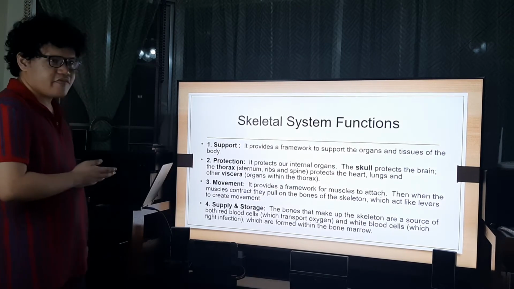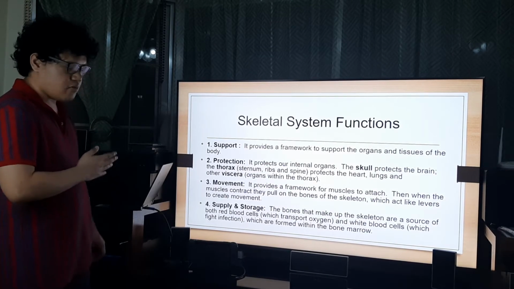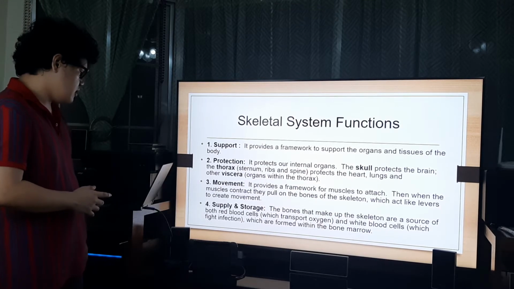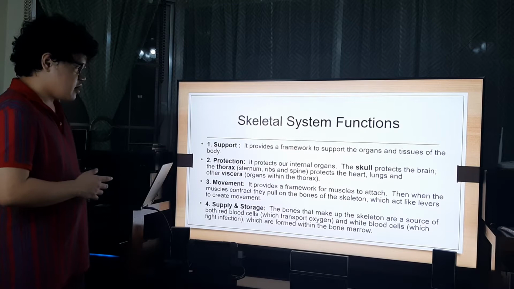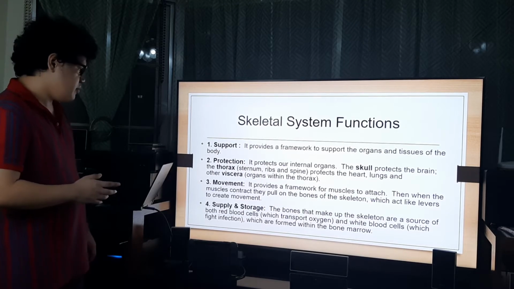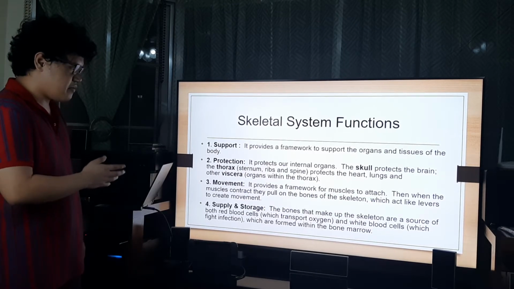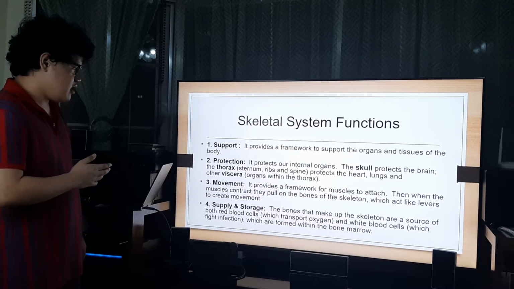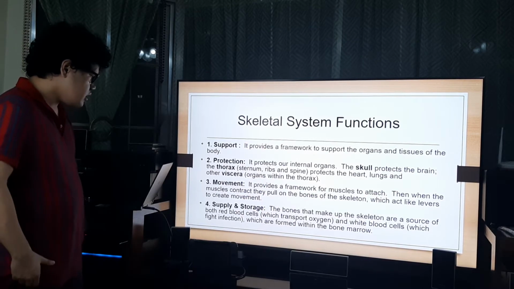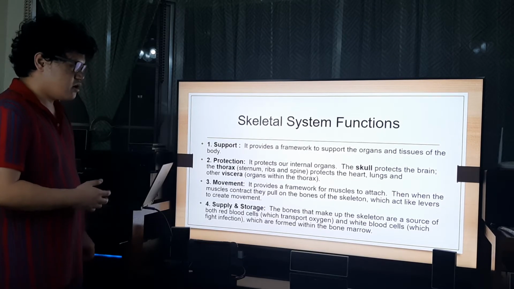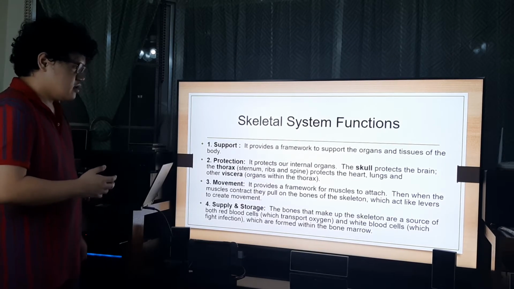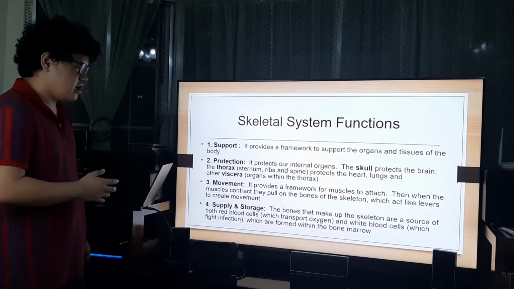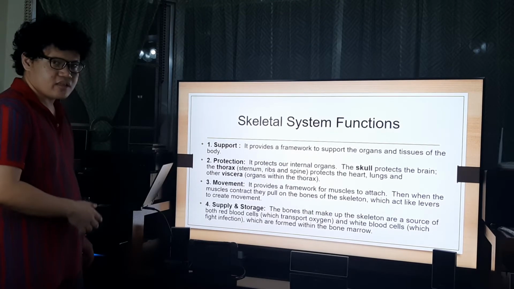The skeletal system functions. Number 1 is support. It provides a framework to support the organs and tissues of the body. Protection. It protects our internal organs. The skull protects the brain, and the thorax, or sternum, ribs, and spine protect the heart, lungs, and other viscera organs. Movement. It provides a framework for muscles to attach. Then, when the muscles contract, they pull on the bones of the skeleton, which act like levers to create movement.